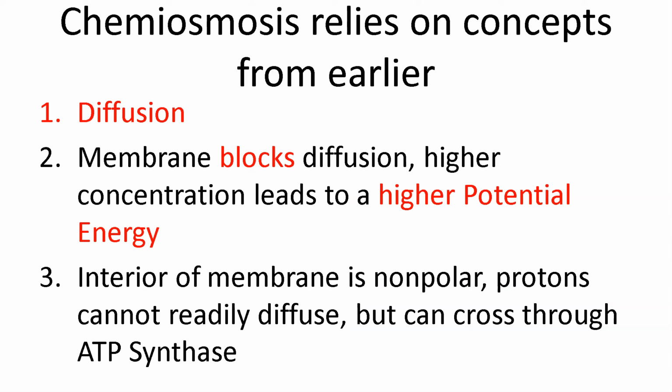So chemiosmosis relies on concepts: diffusion, of course, the plasma membrane, the phospholipid bilayer, and then the nonpolar interior. Protons have a charge. It's all about charges, so they can't cross.